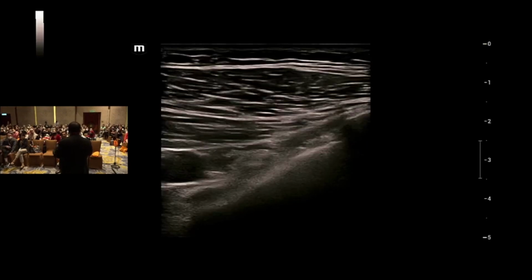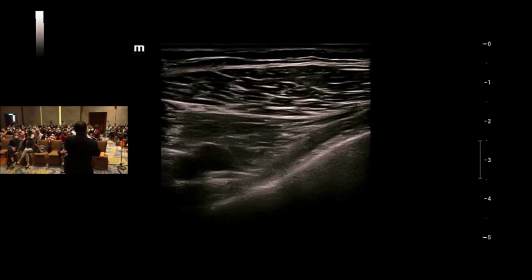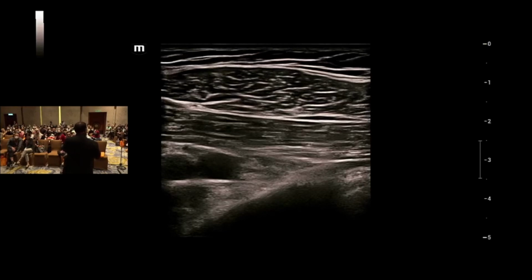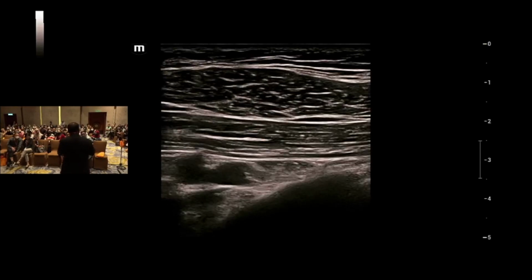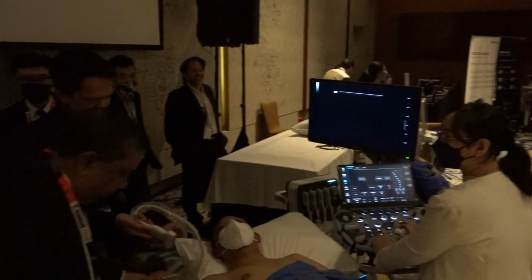You may be God, but you can't really see the three cords when you do a lateral sagittal infraclavicular block. So this is why we describe the costoclavicular, so that you can see the three cords. So let me see if we can try and overcome this difficulty here. Thank you.